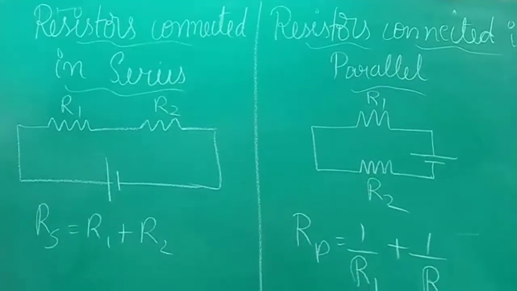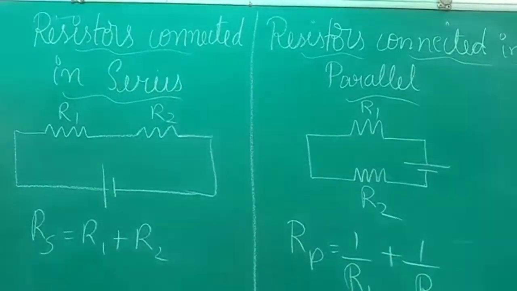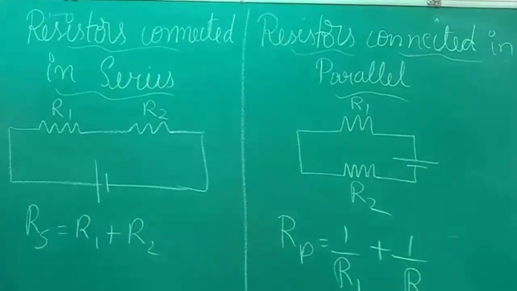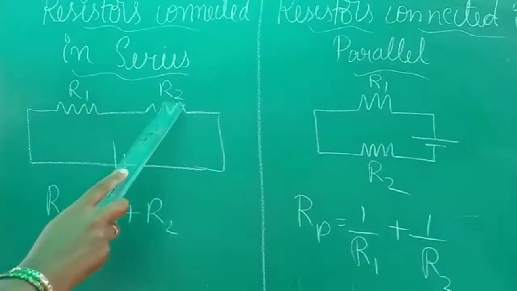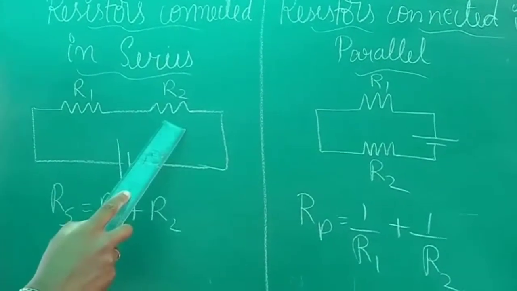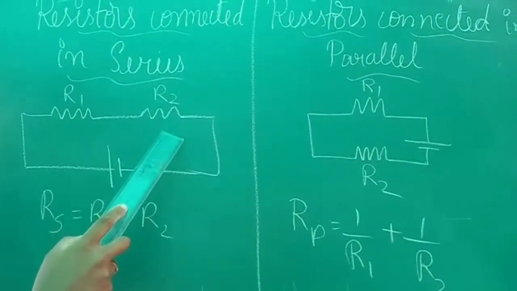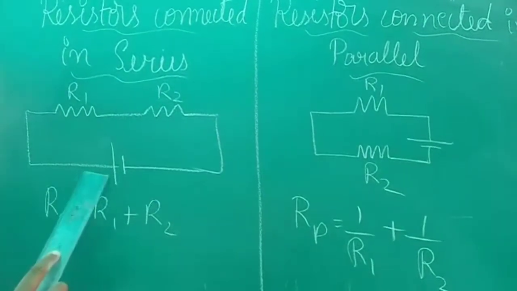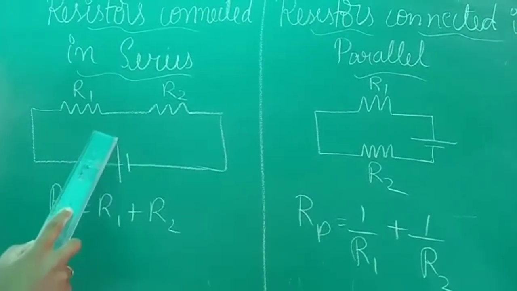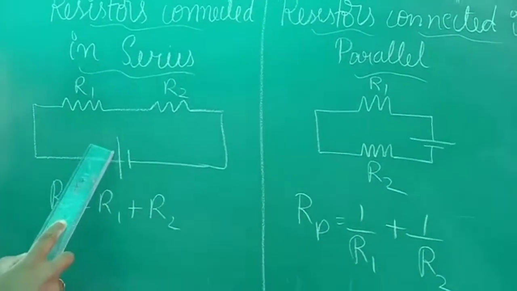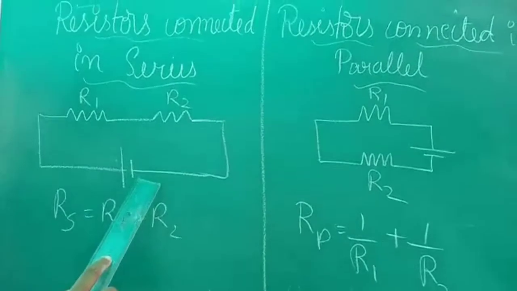Let's see how the resistors are connected in series. This is an electrical circuit where the zigzag shapes you can see are the resistors. This is R1, resistor number 1. Here it is R2, resistor number 2. Now these two resistors are connected to a battery, wherein the longer end is considered the positive part and the shorter end is considered the negative part.